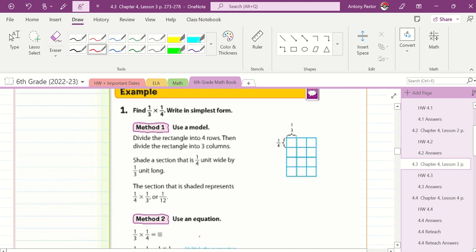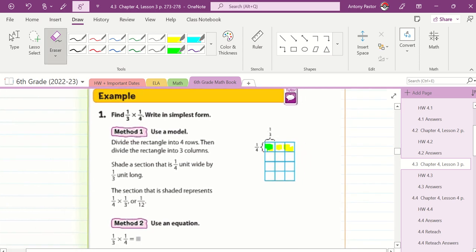We're going to find 1/3 times 1/4. Write it in simplest form. 1/3, so using the rectangle method, 1/4. So you see they have 1, 2, 3, 4 boxes. We only get one of them. And then 1/3 also has 1, 2, 3 boxes. We only get one of them.